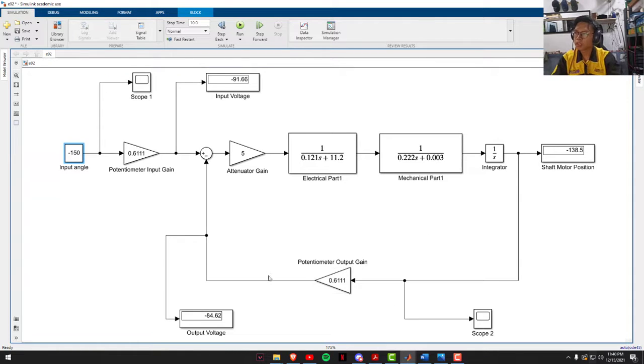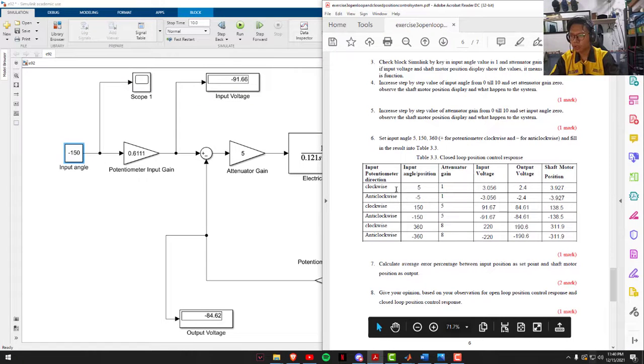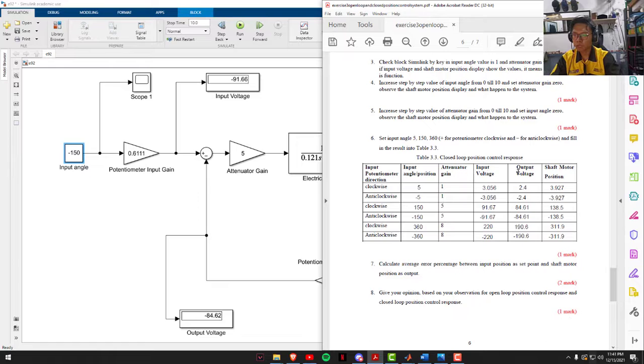The values will be tabulated in Table 3.3 here, and as you can see, as the input angle position increases, the input and output voltage and also the shaft motor position will increase. But when we change from clockwise to anti-clockwise, the value will be the same, but the value for the clockwise is on the positive side and the anti-clockwise on the negative side.